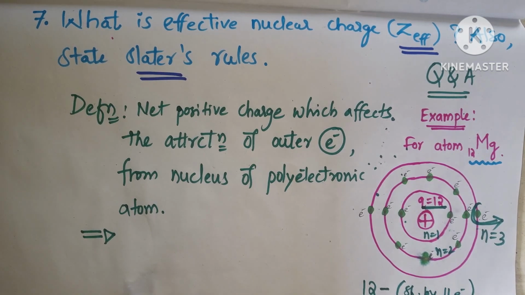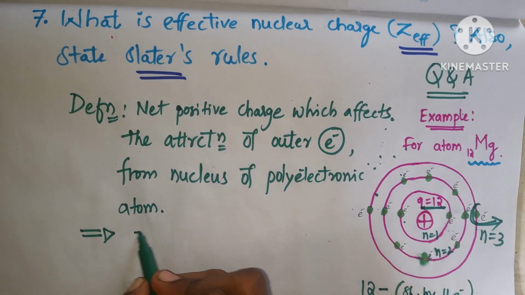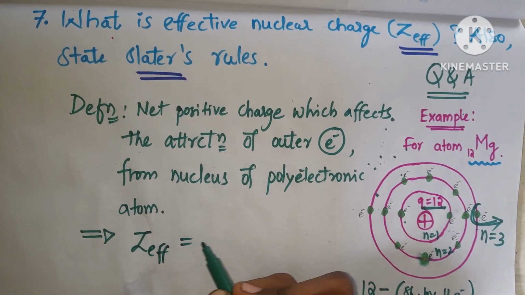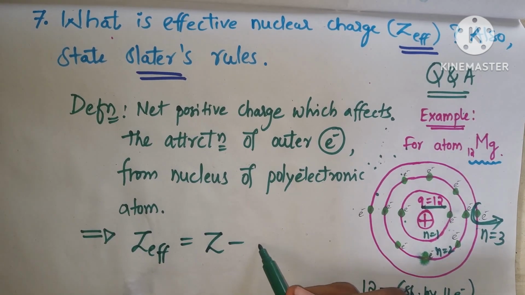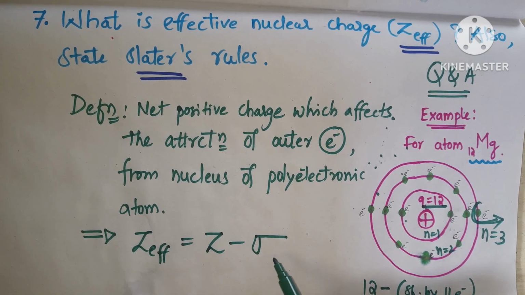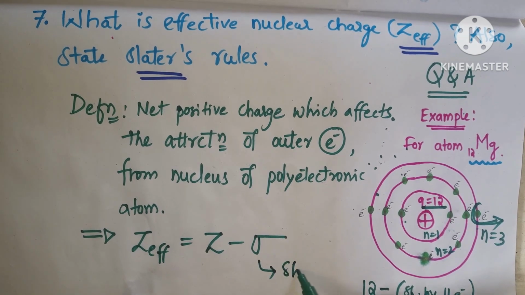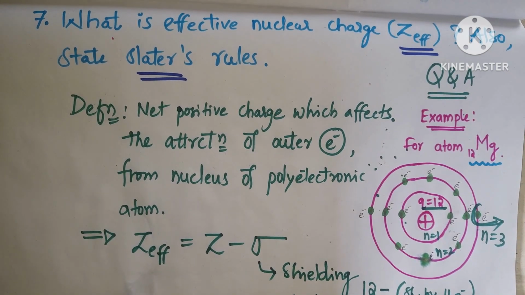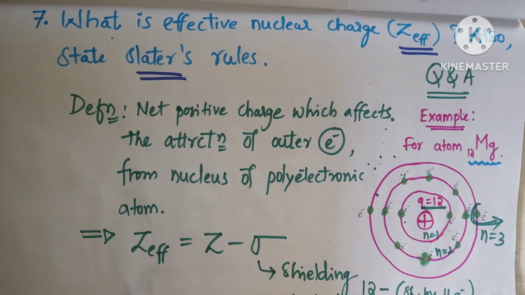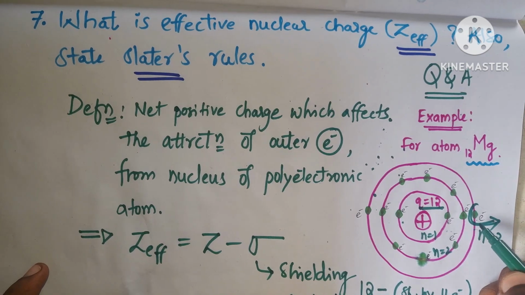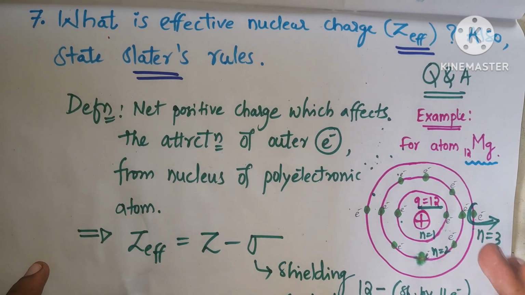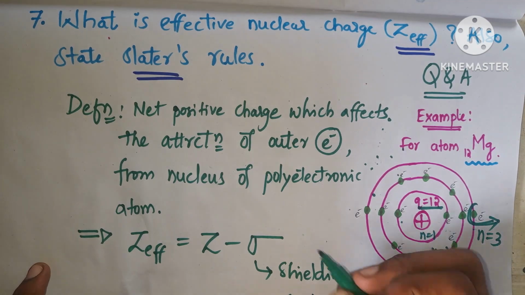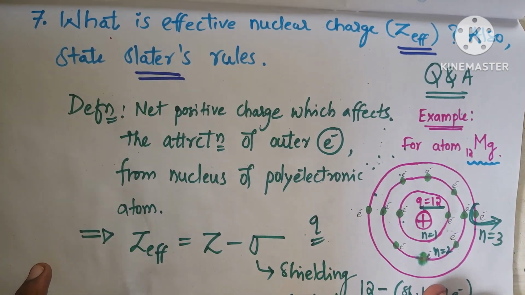Z effective is given by total charge minus the electrons shielding, that is sigma. We will use the sigma symbol here for shielding because this term sigma refers to the shielding constant. So in order to account for this attraction by the nucleus, the quantitative shielding charge is given by sigma.